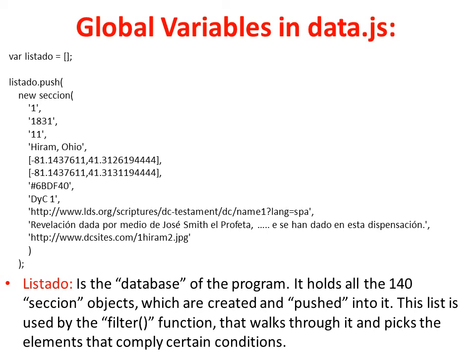There is a global variable in data.js which is called listado and is the database of the program. It holds all the 140 section objects which are created and pushed into it. This list is used by the filter function that walks through it and picks the elements that meet certain conditions.